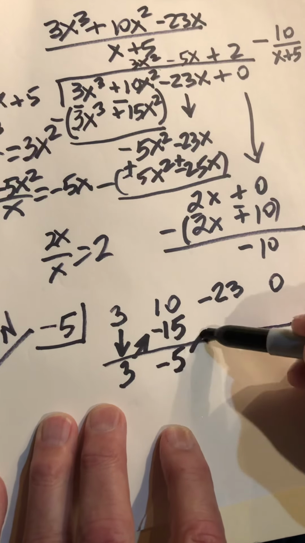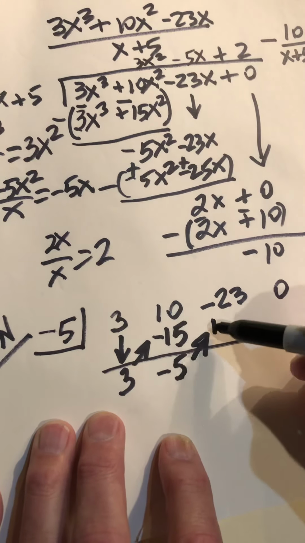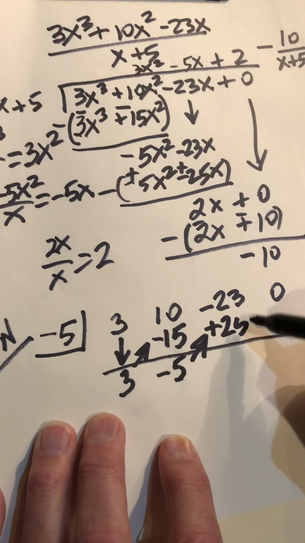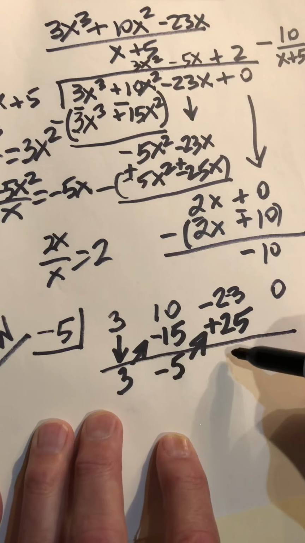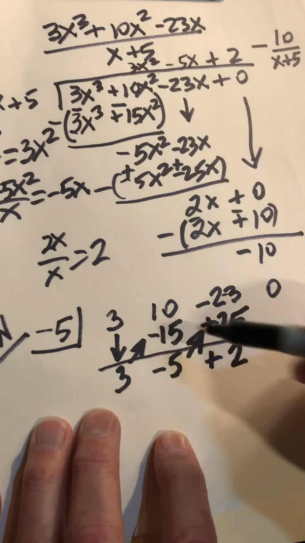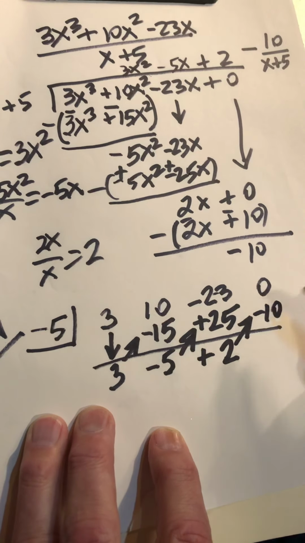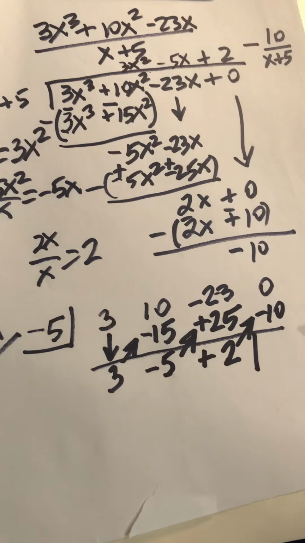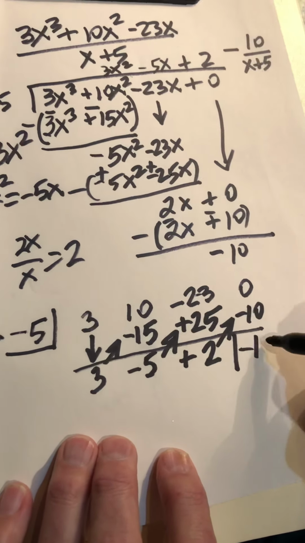Then I multiply by the box. Negative 5 times negative 5 is plus 25. Add negative 23 and plus 25, I get a plus 2. Multiply by the box, negative 10. The last number in synthetic division is always the remainder, so that's negative 10.